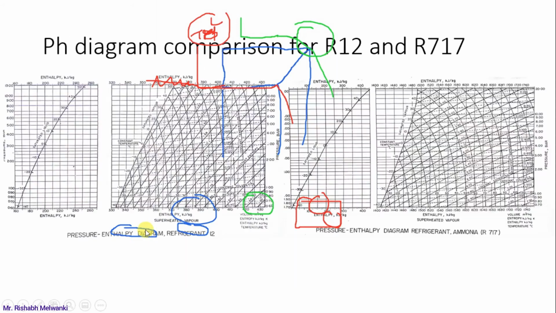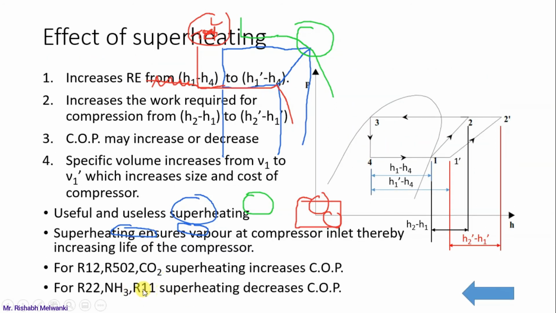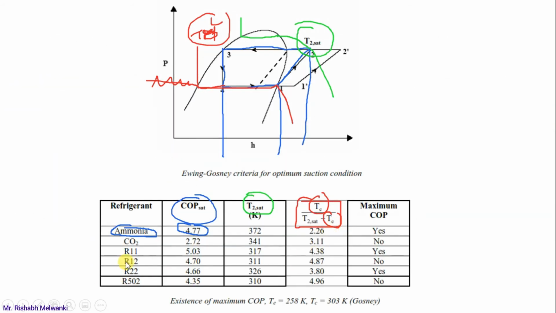But if you see the second case, let me show you. In the case of R12 refrigerant, you observe the COP sat value which is 4.7 and you observe this equation value which is 4.87, meaning COP sat is less than this value. It means that here it is written as no, meaning we don't have maximum COP inside the vapor dome. Did you understand this point? Now this we will see with the help of some example using the software.